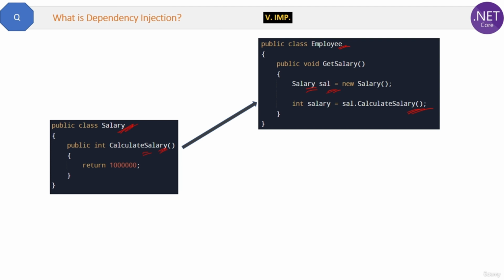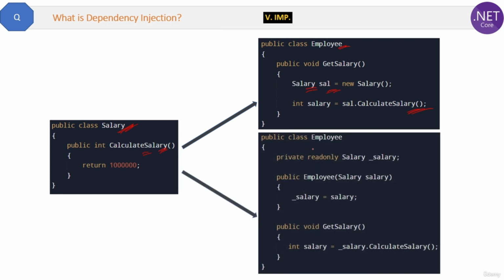Now we will use dependency injection, and here is the code. See, here we will declare one read-only variable of the salary class. Then inside the constructor of the employee class, we will pass the dependency. What is the dependency? The salary class. So we will pass this dependency, which is salary, here as a parameter. And then this local variable, underscore salary, will be assigned the dependency which we received from the salary class. So now our local variable is capable of calling the method of the salary class like this.